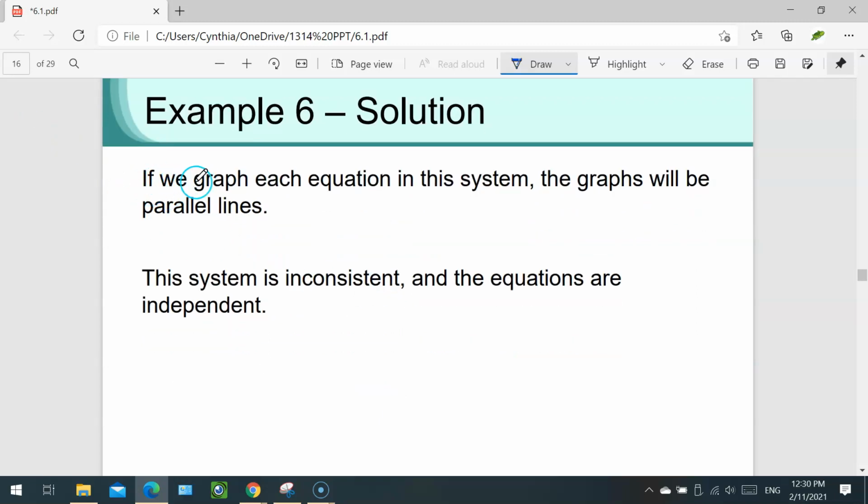Look at here. If we graph each equation in this system, that means inconsistent, the graph will be parallel. So you'll see the two lines. They are parallel. They have the same slope. They never touch. And that's the reason why you don't find the solution.